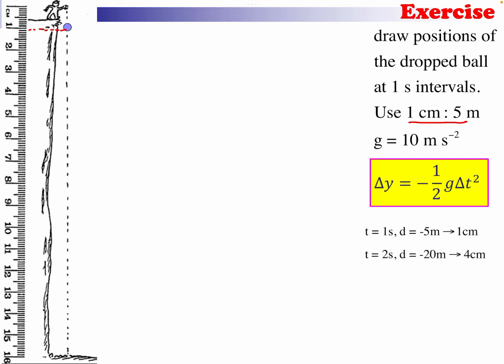Right? After 2 seconds, you have 2 squared is 4 times 10, 40 divided by 2 will be 20. So after 2 seconds, the ball would have traveled negative 20 meters. Okay, using our scale, that will be 4 centimeters, and the ball would be at this position. After 3 seconds, you do the same exercise. You find that the ball is now at 9 centimeters. After 4 seconds, the ball will be at 16 centimeters and it would have reached the ground. Now, this is just for the vertical motion without air resistance, right? This is for the free fall.